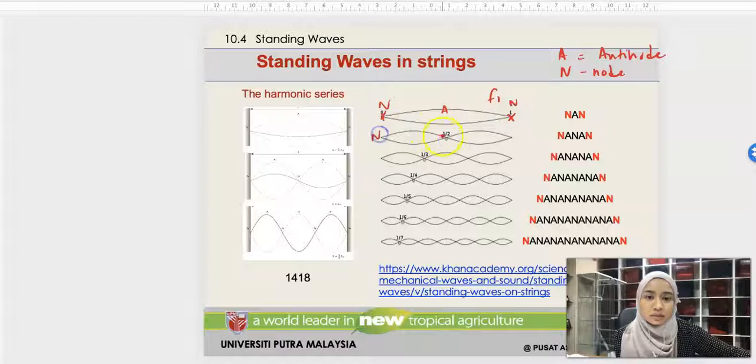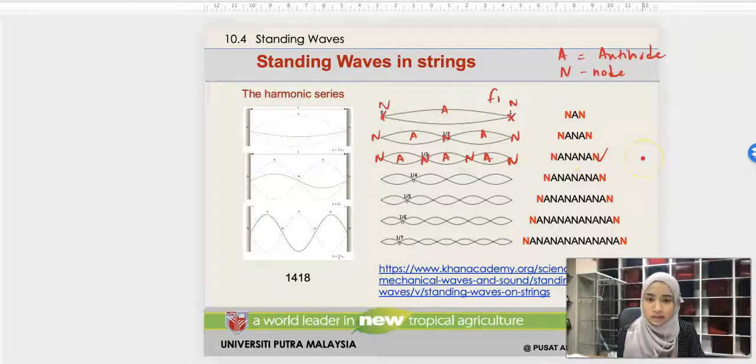And then this one has 3 nodes and 2 antinodes. So 1, 2, 3, 1, 2. Node, antinode, node, antinode, node, antinode, node. So you get that. Okay, so just take a look at the structure, try to understand what is node, what is antinode, how the fundamental frequency looks like, how the second harmonic looks like, how the third harmonic looks like. Okay, it's very important for you to visualize.